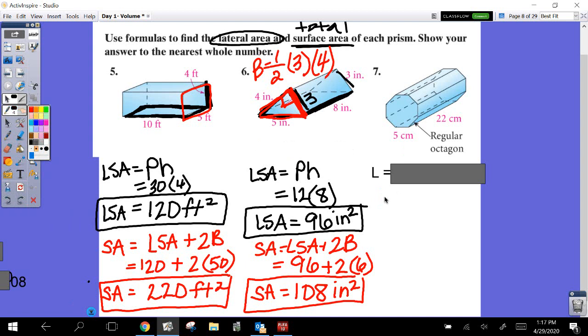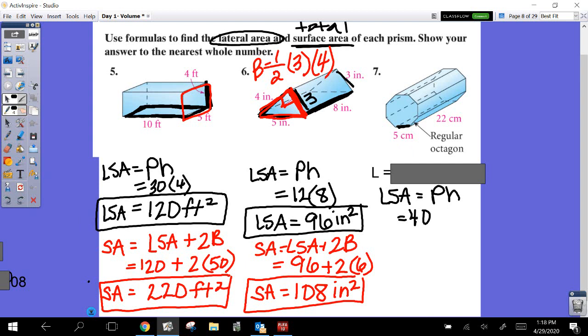Okay. Lateral surface area is still pH. Now remember, P is the perimeter of the base. So my base, it's saying this is 5. If it's an octagon, what's going to be the perimeter of that octagon? It's going to be 80. Because 5 times, oh wow, sorry. It's going to be 40. 5 times 8 is 40. Does that make sense?